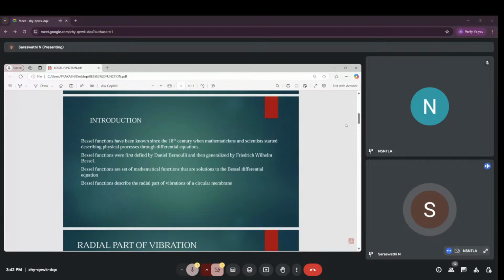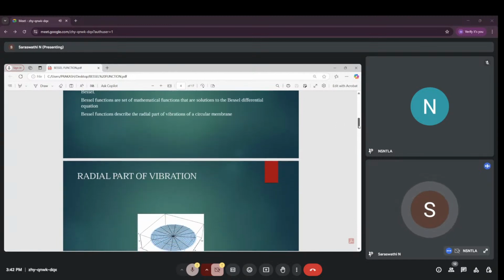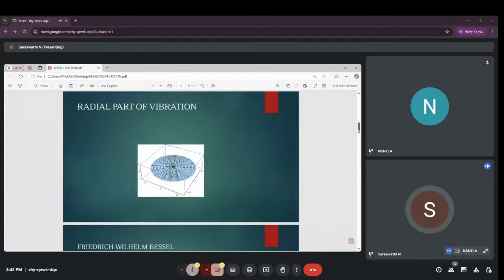Introduction. Bessel's functions have been known since the 18th century, when mathematicians and scientists started describing physical processes through differential equations. Bessel's functions were first defined by Daniel Bernoulli and then generalized by Friedrich Wilhelm Bessel. Bessel's functions are a set of mathematical functions that are solutions to Bessel's differential equation. Bessel's function describes the radial part of vibrations of a circular membrane. This is the picture of this.